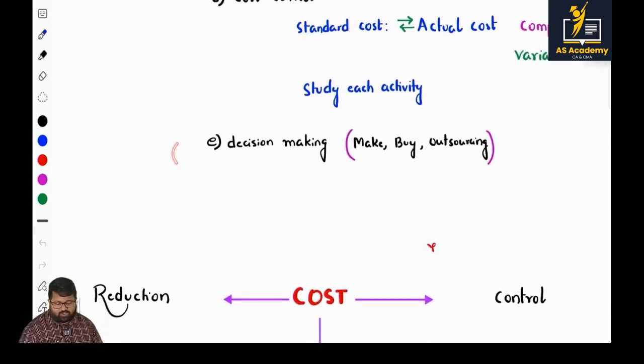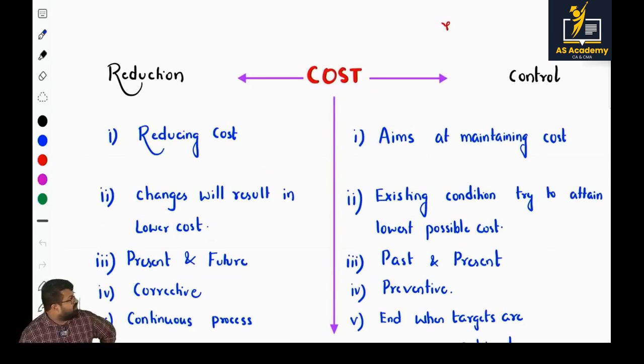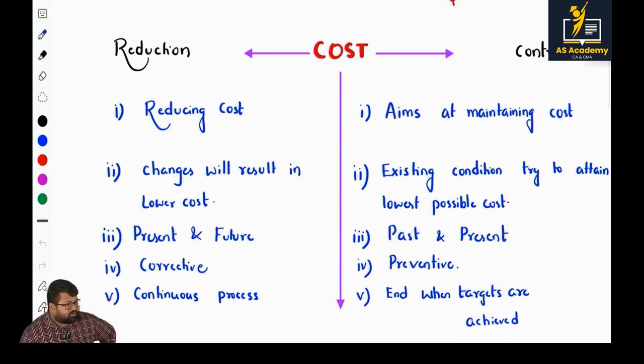Okay. Next, what about the last one? For what purpose? Decision making. Whether to make by ourselves or buy from outside, or outsource. So what is the difference? Next question. Difference between cost reduction and cost control. Sir, they are very important. They can ask for a theory question. From the point of view of theory questions, they are important. Difference between cost control and cost reduction.